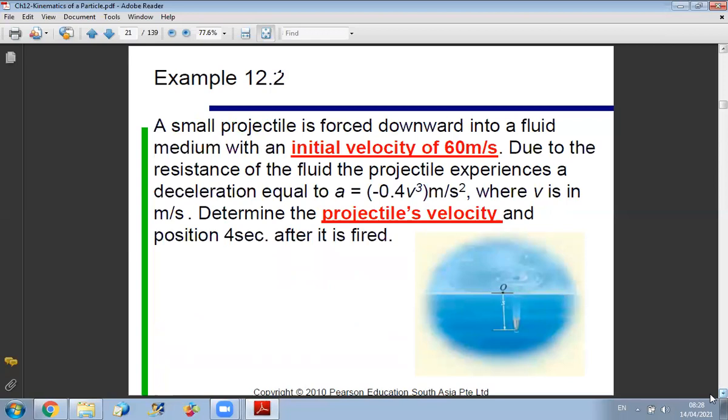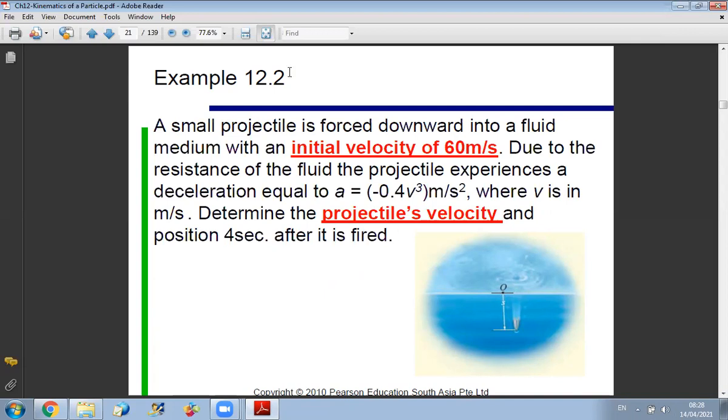Another problem: a small projectile is forced downward into a fluid medium with an initial velocity of 60 meters per second. Due to the resistance of the fluid, the projectile experiences a deceleration equal to a equals minus 0.4 v cubed, where v is in meters per second. Determine the projectile's velocity and position 4 seconds after it is fired. So in this problem, we are given a function of v, okay? And we want to find the projectile velocity first, then position.